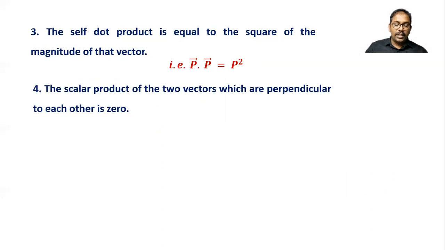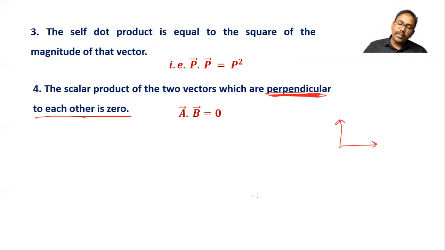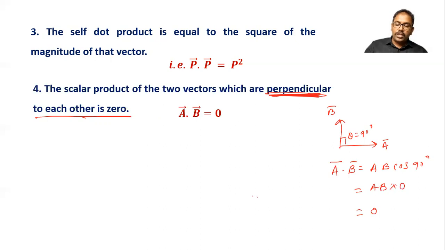Now fourth characteristic, scalar product of two vectors which are perpendicular to each other is 0. Now how is it 0? You can see here if a and b, or you can consider p and q. If this is a vector a bar and this is b bar, and the angle theta is 90 degree, then we can write a bar dot b bar is magnitude of first vector, second vector into cos of angle between them. Cos 90 is coming 0. So a b into 0 is coming 0. So a bar dot b bar is coming 0. Or you can write if p bar and q bar are perpendicular, then it is coming 0.